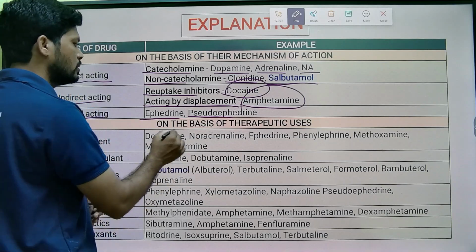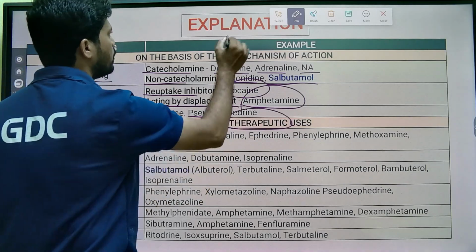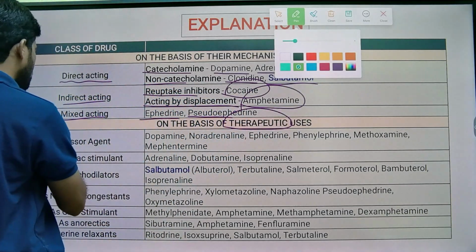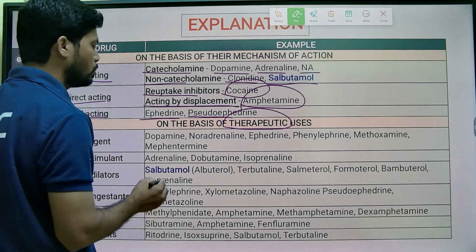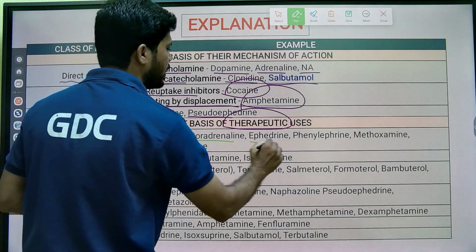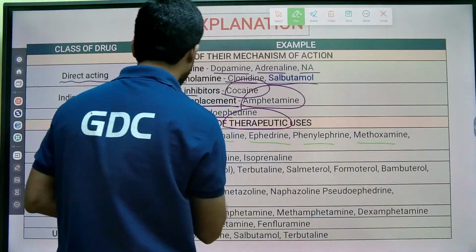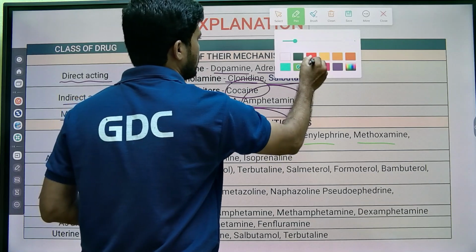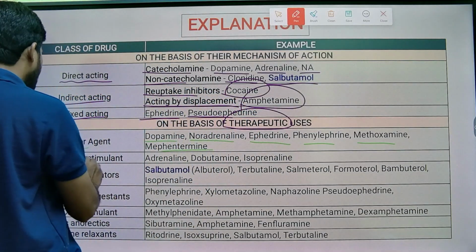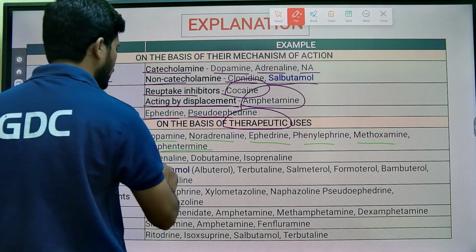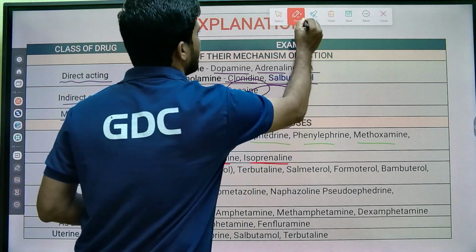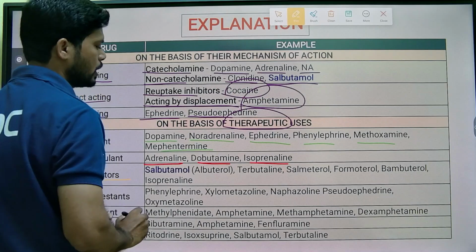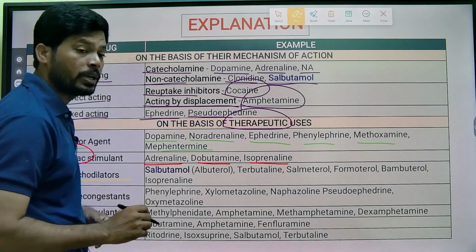And the classification on the basis of therapeutic application. Pressor agents increase the pressure on blood vessels: dopamine, noradrenaline, ephedrine, phenylephrine, methoxamine, mephentermine. So these drugs all increase the blood pressure. Next, as cardiac stimulants, they stimulate the cardiac muscle: adrenaline, dopamine, isoprenaline. And next, bronchodilators cause dilation of bronchial smooth muscle and help in the treatment of asthma.